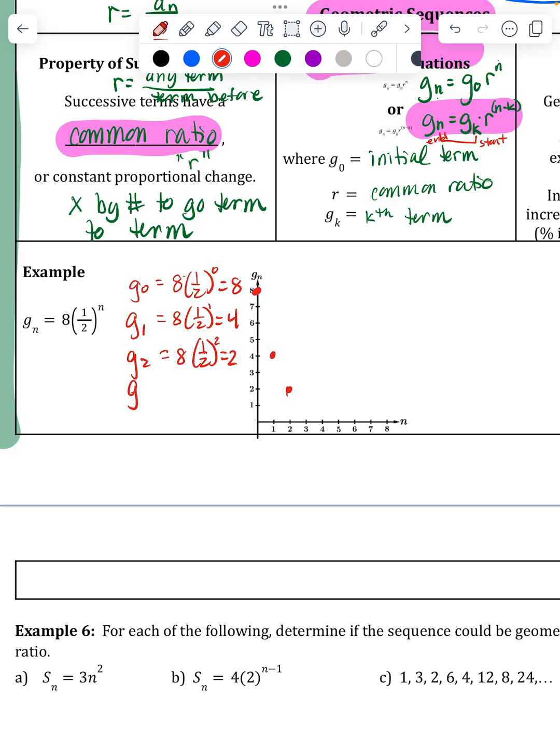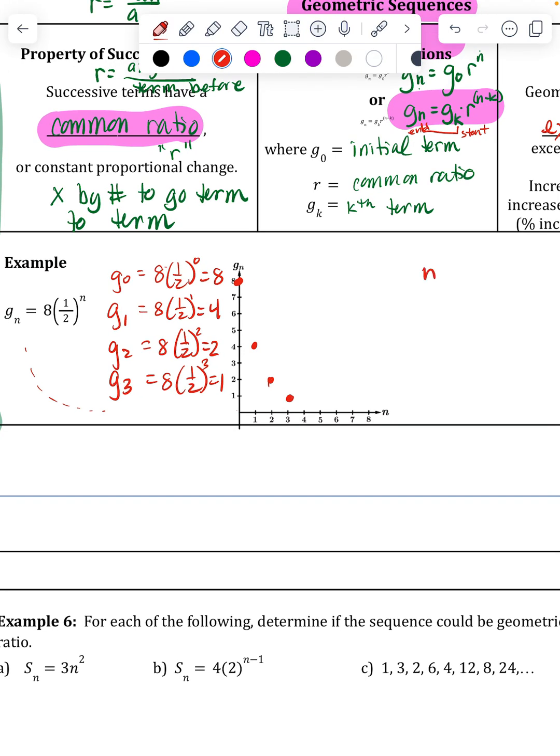And then let's do one more. I would have my 8. I would have this cubed, which would turn into 1/8. So 8 times 1/8 would land me at 1. I do not connect the dots. I leave that. You can kind of see, though, that that is exponential in nature. So that is just generating points where I'm picking an n value and then I'm getting out the value that goes with it. So when I put in my 0, I got out an 8. When I put in a 1, I got out a 4. Put in a 2, got out a 2. Put in a 3, got out a 1.